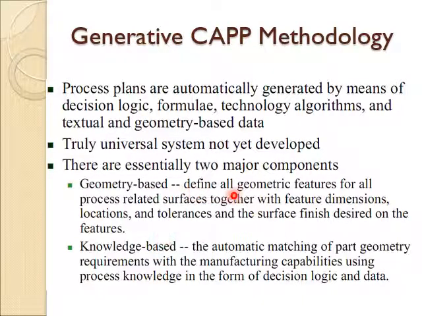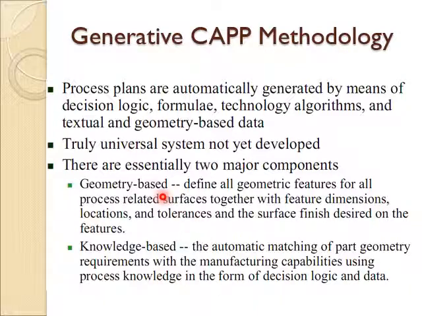In geometrical based, it defines all geometric features for all process related surfaces, together with the feature dimensions, locations, tolerances, and the surface finish desired on the features. Second is knowledge based. In this system, there is automatic matching of part geometry requirements with manufacturing capability, using process knowledge in the form of decision logic and data.